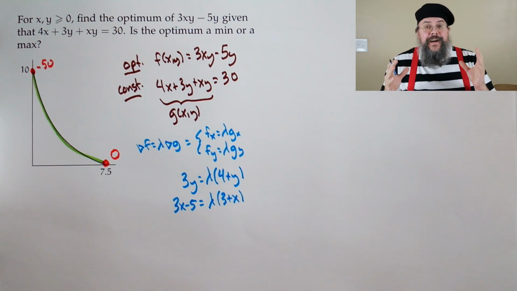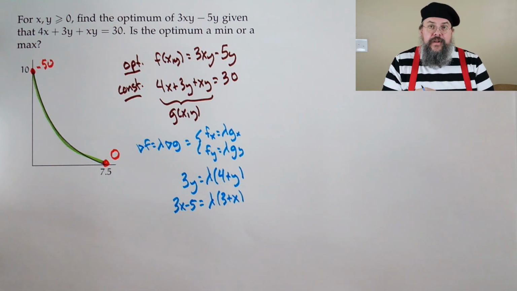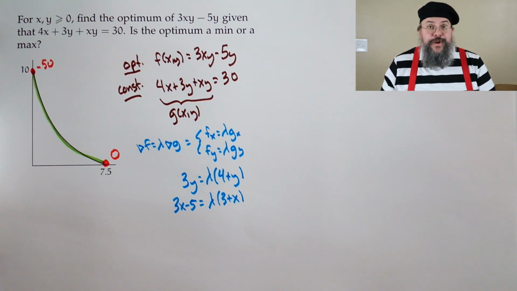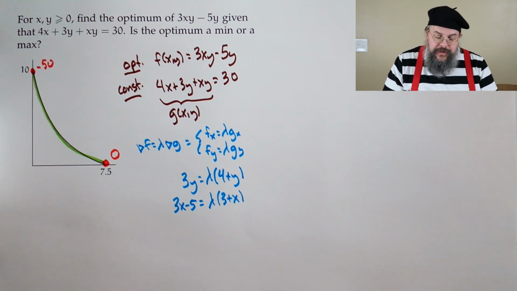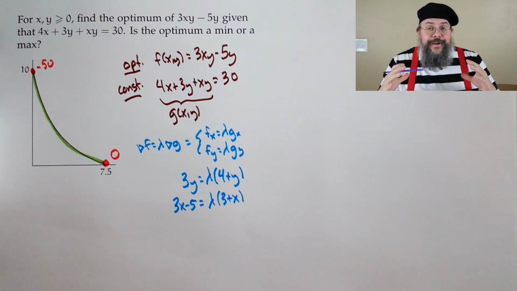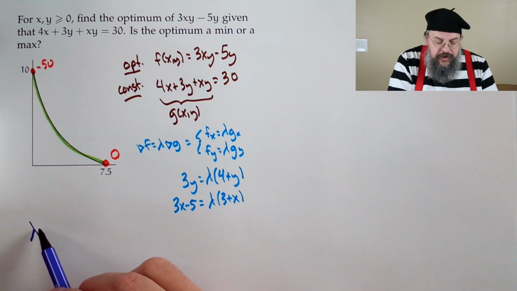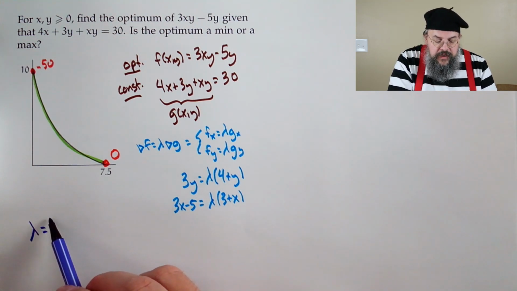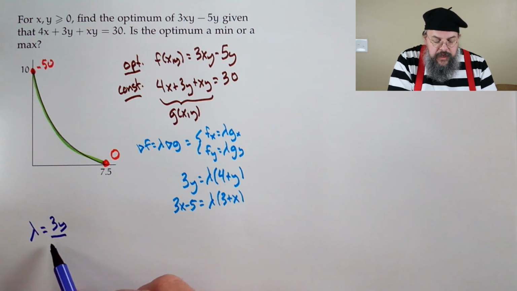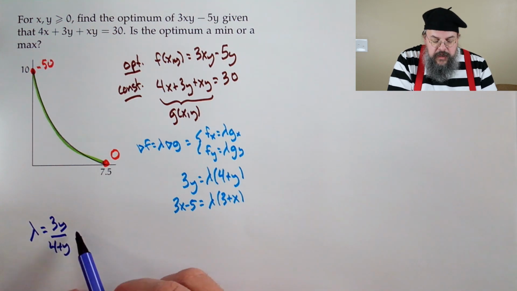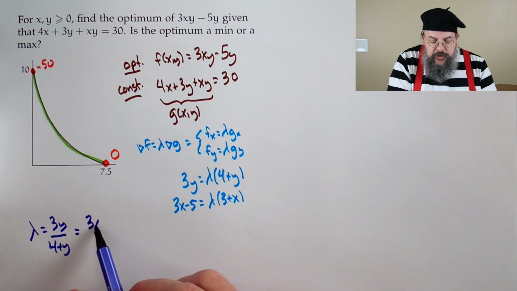And now we say, look, three equations, 1, 2, 3. But we can knock out one of the variables and reduce it down by remembering, when in doubt, solve for lambda. You might hear me say that quite a bit when we go through these problems. Well, because it's a good way to approach problems. Okay, so solve for lambda. In the first equation, you get 3y over 4 plus y. And in the second equation, 3x minus 5 over 3 plus x.